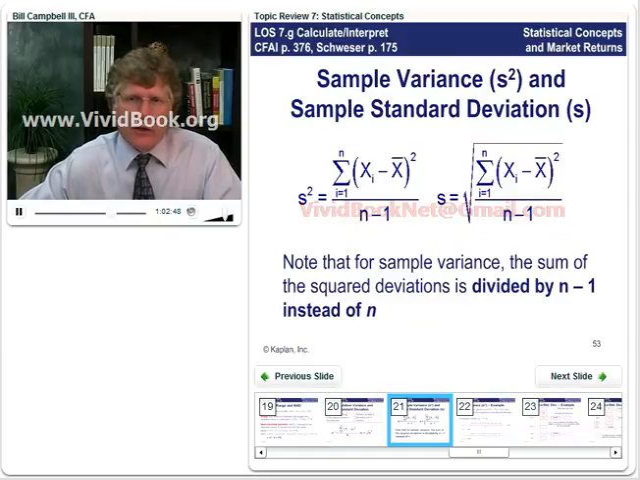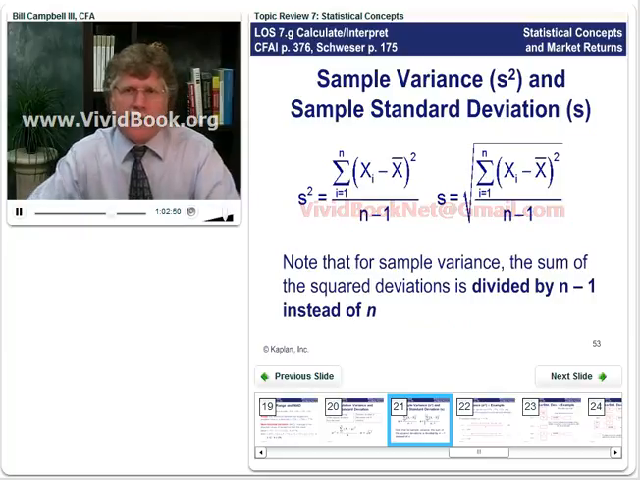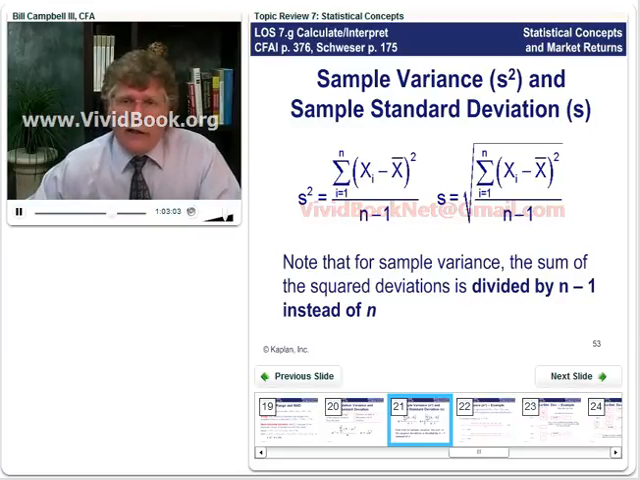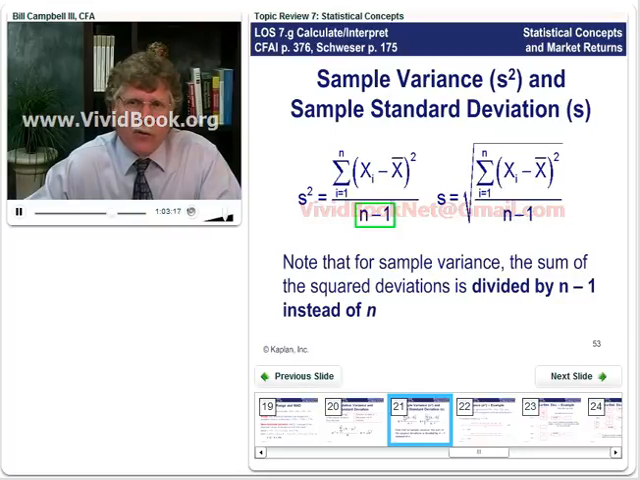Now comes the tricky one. Sample variance and sample standard deviation. Sample variance is called S squared. Sample standard deviation is called S. Of course, it's a sample, so we don't use Greek letters, we use English letters. Here's the key. I want you to put a box around this denominator. Notice the difference. For a sample, we do not divide by n. For a sample, we divide by n minus 1.